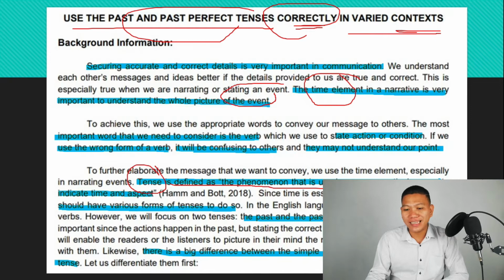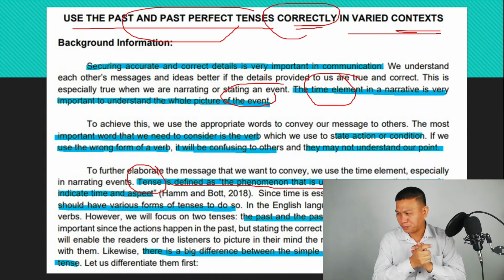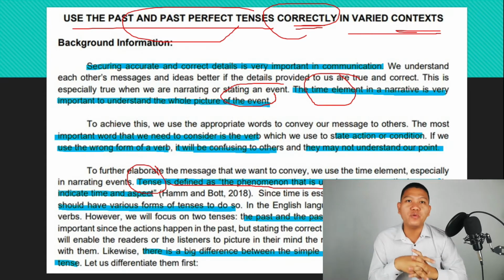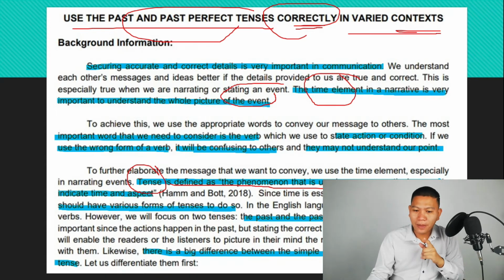So there are 12 tenses. To help you recall, we have simple present, simple past, simple future, present progressive, past progressive, future progressive. 6 already. Then we have the perfect tenses, present perfect, past perfect, future perfect, present perfect progressive, past perfect progressive, and future perfect progressive. How many? 6 again. So we have 6 plus 6, we have 12. But we will just deal with the simple past and the past perfect tenses. Okay? Now let's talk about these two.